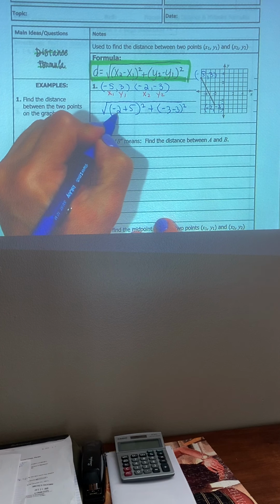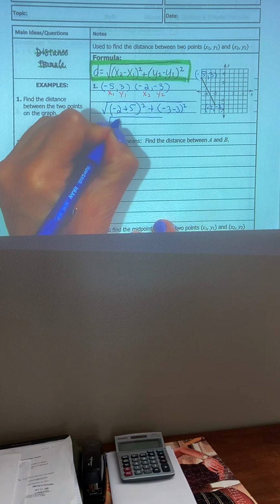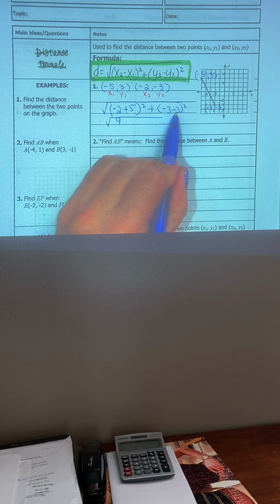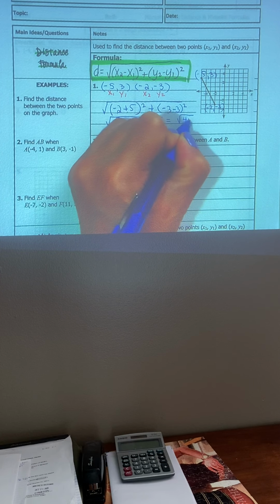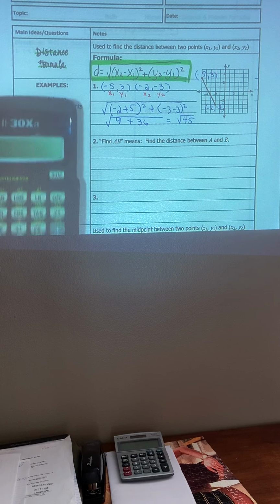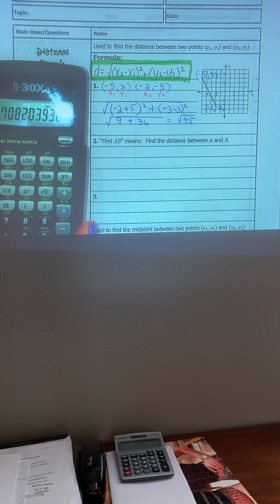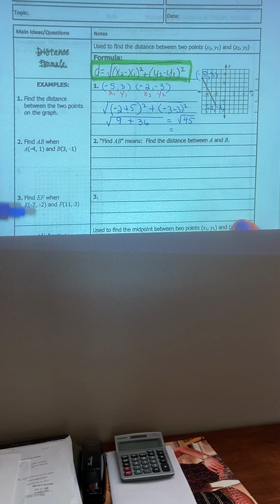All right, so -2 plus 5 is 3, and 3 squared is 9. -3 minus 3 is -6. -6 squared is 36. All right, and we get square root of 45. We used our handy-dandy calculator here. Square root of 45, and we get 6.71. All right, we'll round to the nearest hundredth. So we get 6.71.